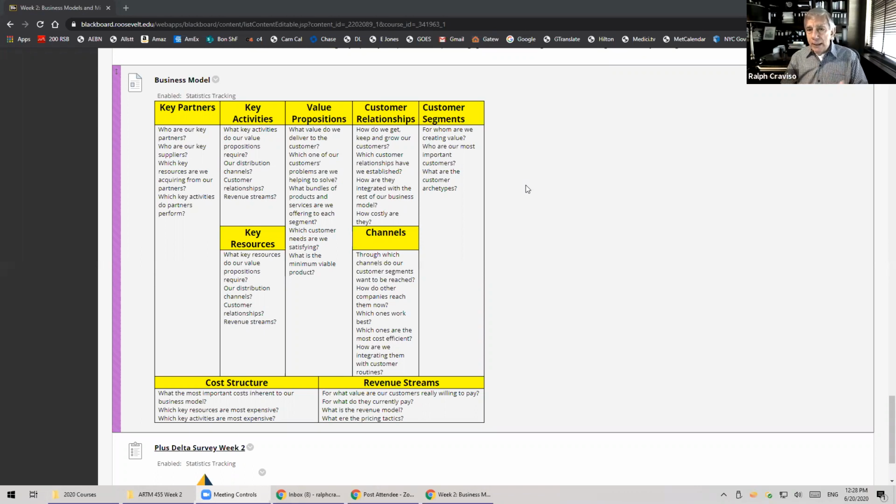How do you integrate their needs and their wants to your activities? And channels below that is essentially your marketing function. How do you reach that audience?